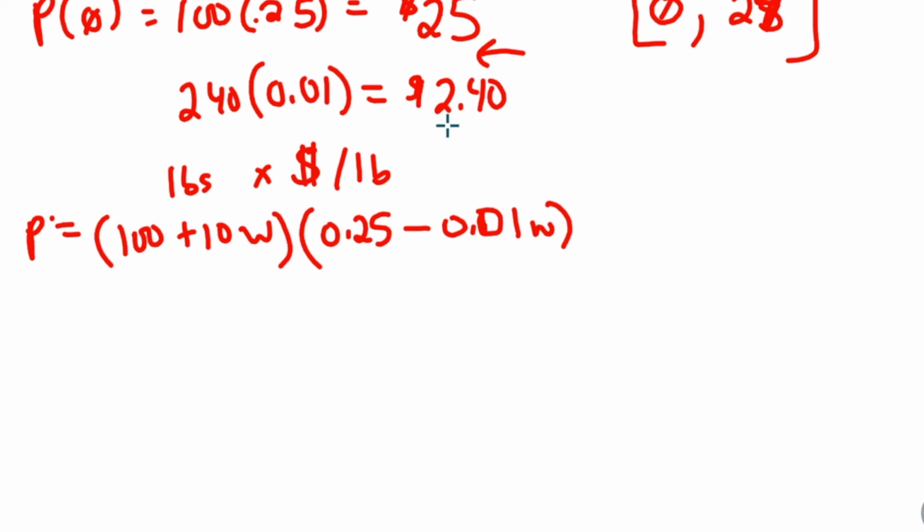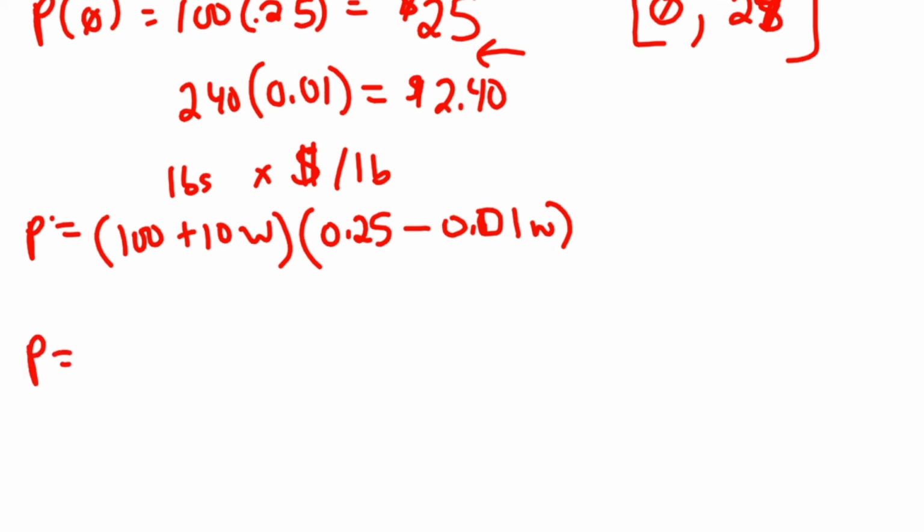So our pounds, going off this formula, is starting out with 100 pounds. It's increasing 10 pounds per week. And then we have 25 cents is what we're starting with. That's the amount we get initially. And then each week it's fewer and fewer, 1 penny per week.